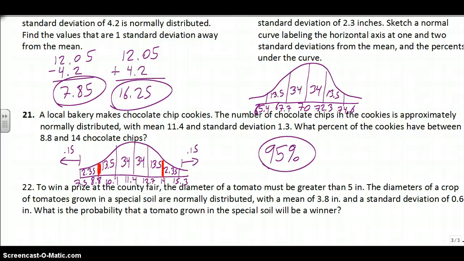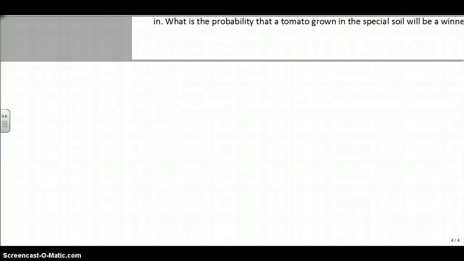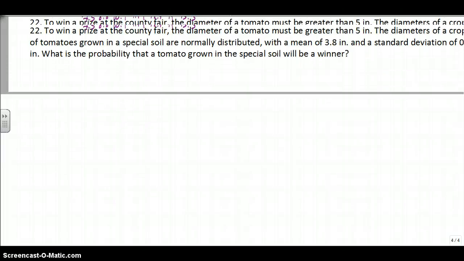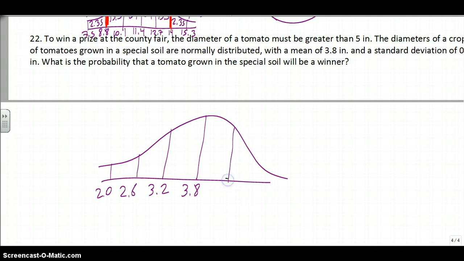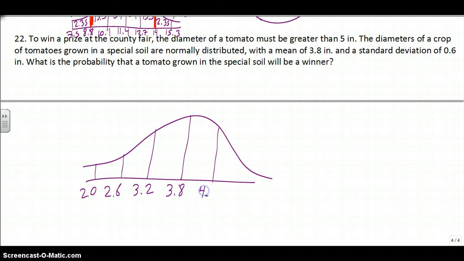To win a prize at the county fair, the diameter of a tomato must be greater than 5 inches. The diameter of a crop of tomatoes grown in special soil are normally distributed with a mean of 3.8 and a standard deviation of 0.6. Okay, so we'll go on to a different page here. Mean of 3.8, standard deviation of 0.6, so we have 3.2, we have 2.6, we have 2.0, we also go up by 0.6, right? It was 0.6, wasn't it? Yes, it was. So we have 4.4, and we have 5, right? And we have 5.6, okay?